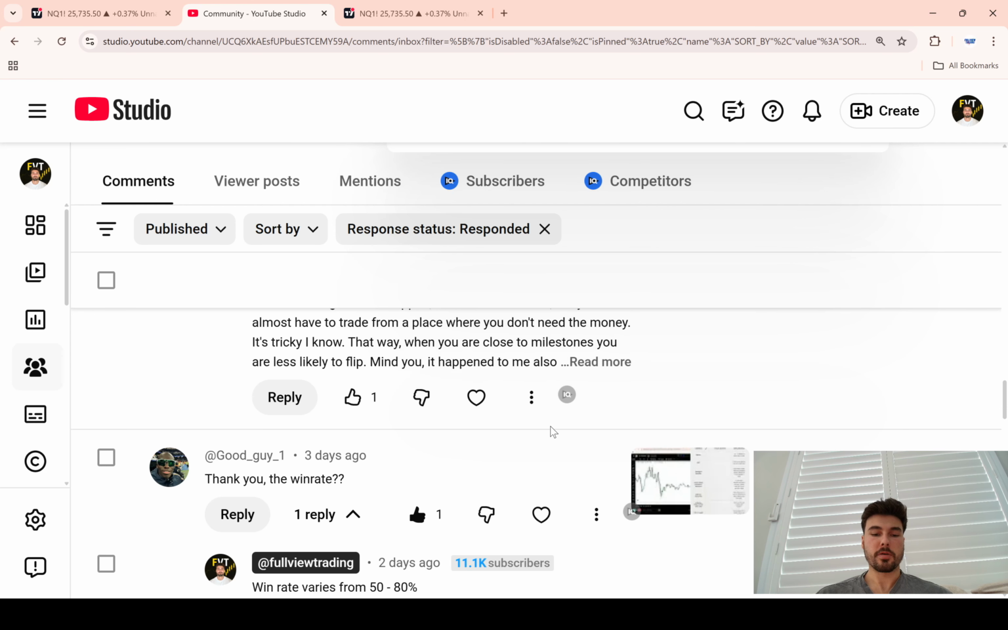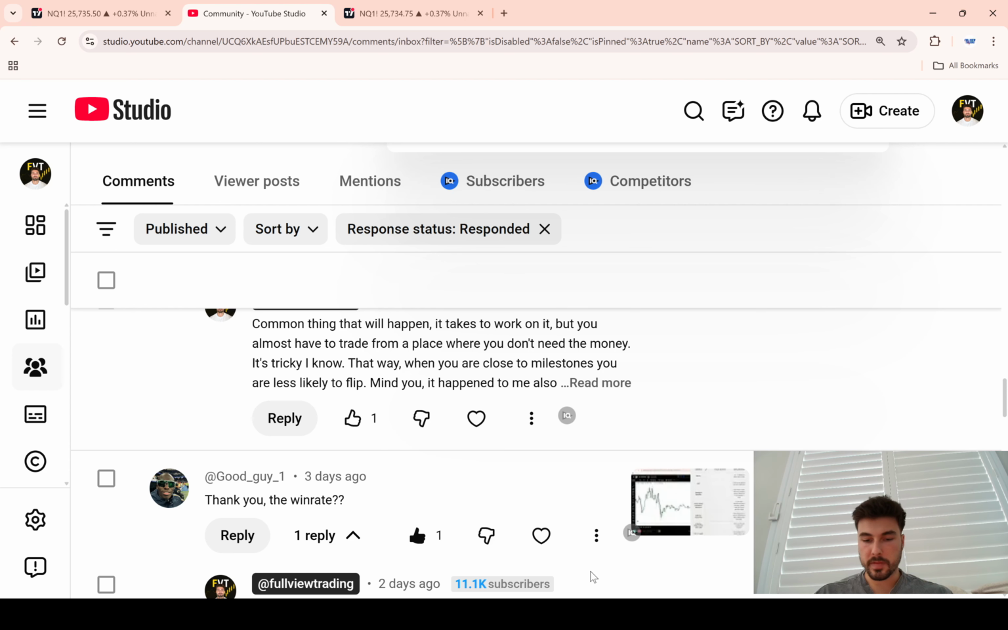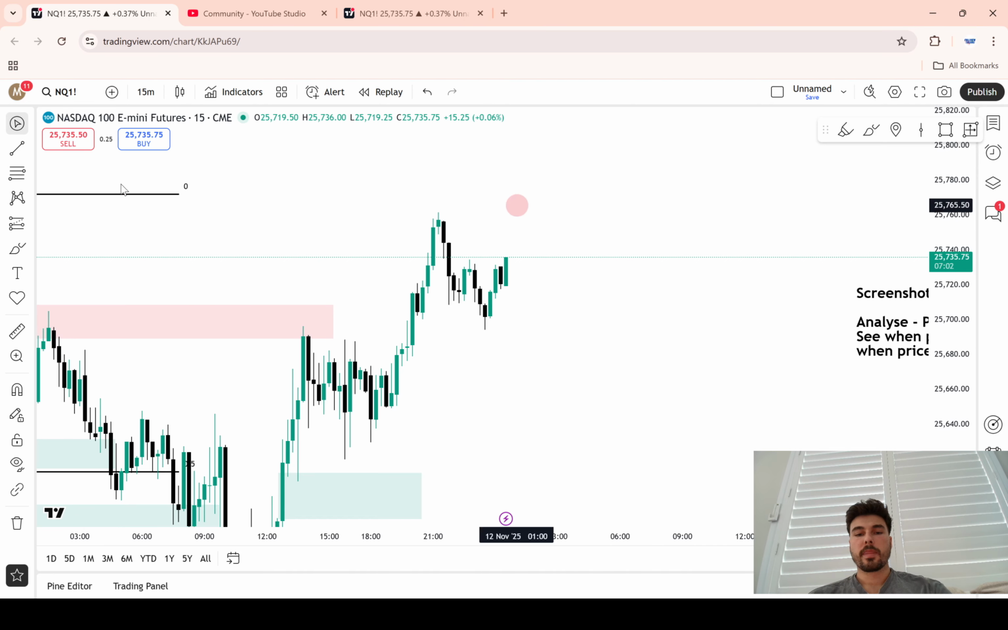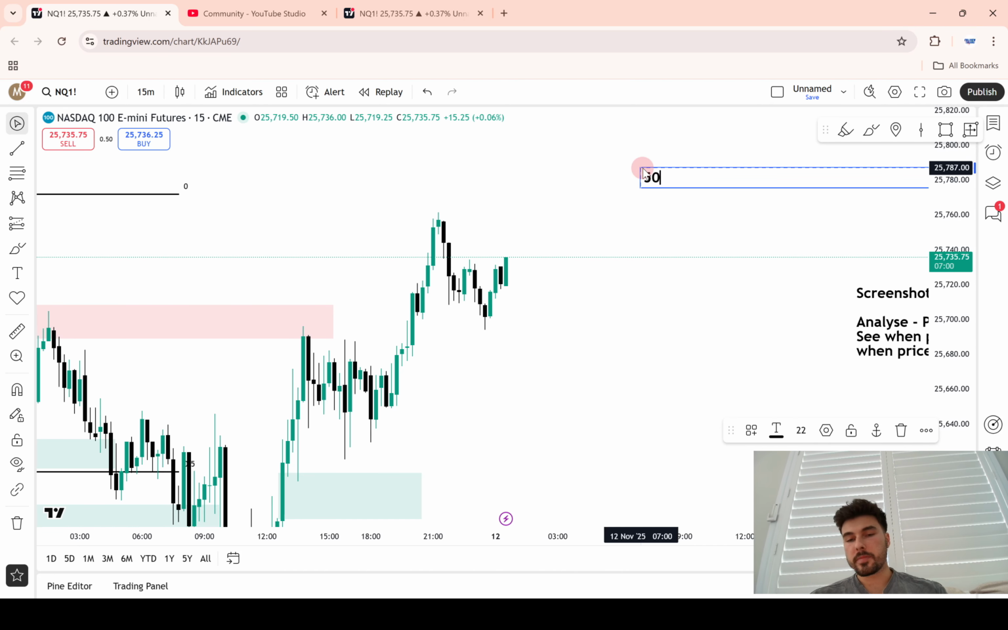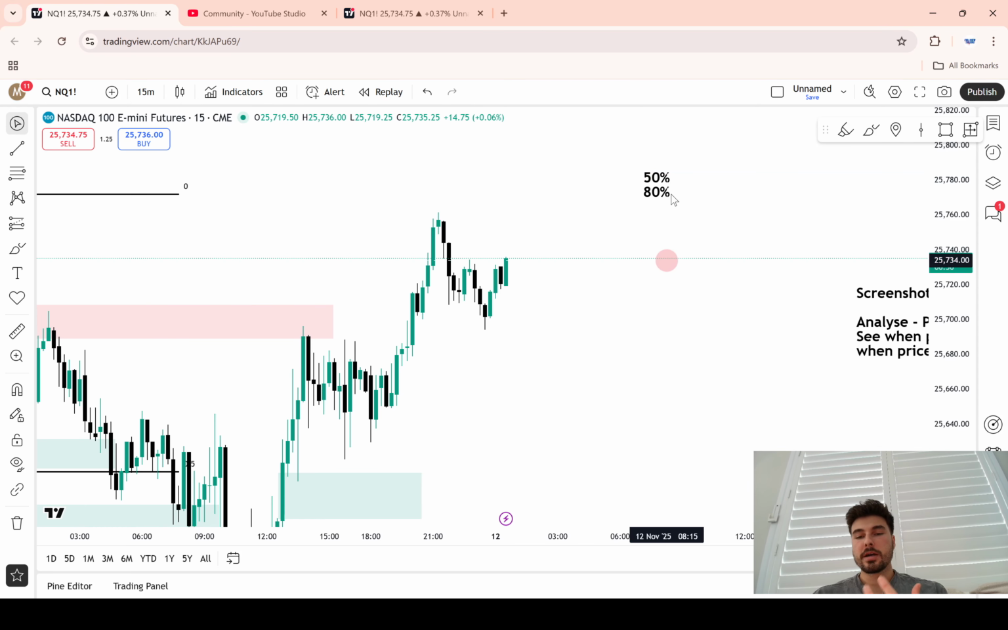A lot of people ask me this too, right? And that's the truth. What is my win rate with this strategy, with this model? It ranges from 50 to 80%. It just depends. Don't get caught up on the win rate, guys. You could have a 50% win rate and be profitable. You could be 80% win rate and be unprofitable. So just keep that in mind, right?